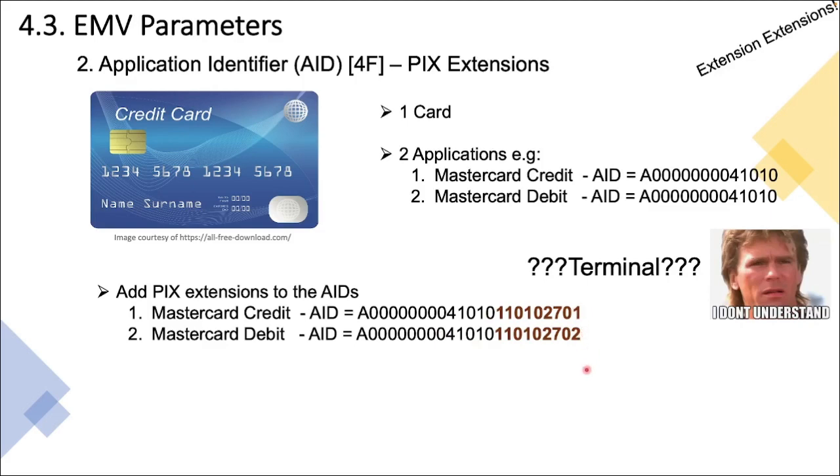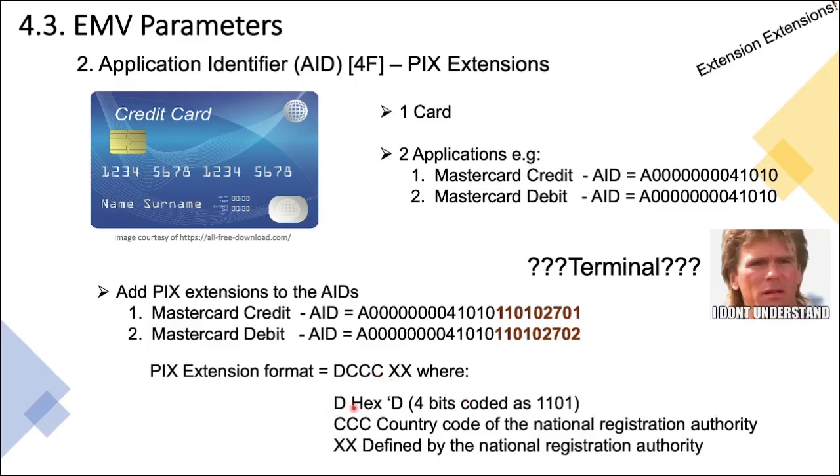Now, this is not a random construct, right? There's a defined format that we are expected to use, and so all terminals in the world will look for this format to be able to either identify or differentiate. So the PIX extension format is DCCCXX, where D is actually the hex value of D. So we know that D is hex, but we translate it into binary. So hex D equals 1101. Okay, so there's your 1101, right?